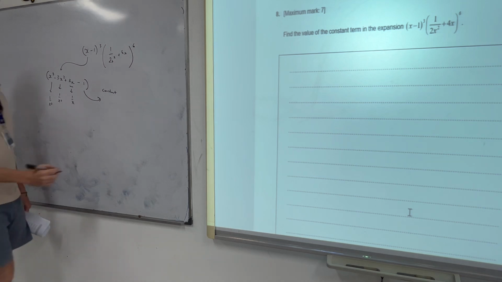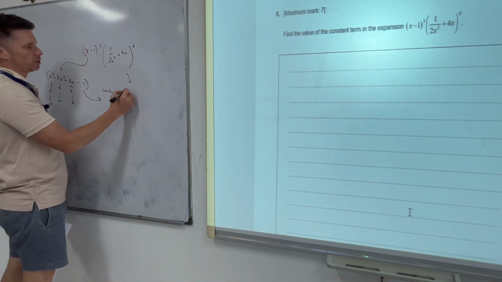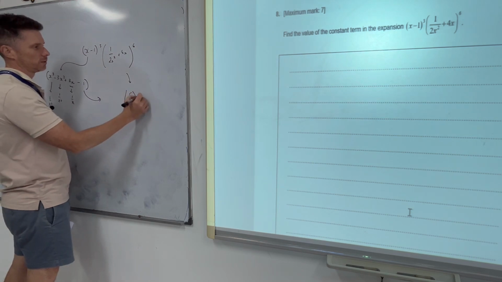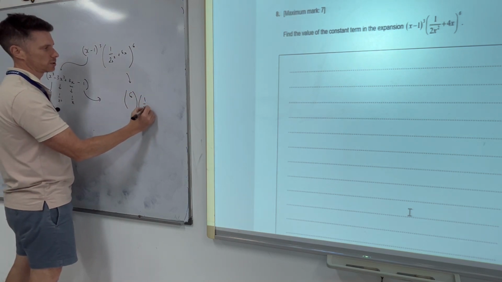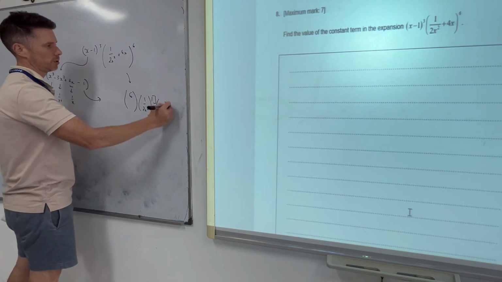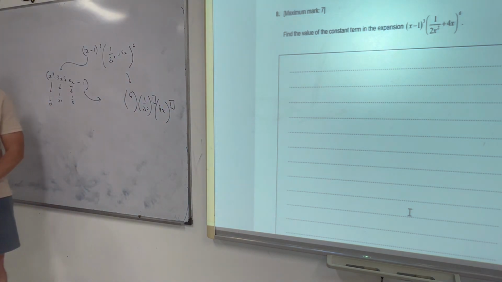And this is where I look at the general term of this. I go, right, it's going to be 6 choose something. The first term is 1 over 2x squared. Sometimes I put a box here, and a box here for the 4x. And I think about all the powers that add up to 6 and what they give. Write that down as 1 over 2 times x to the negative 2.